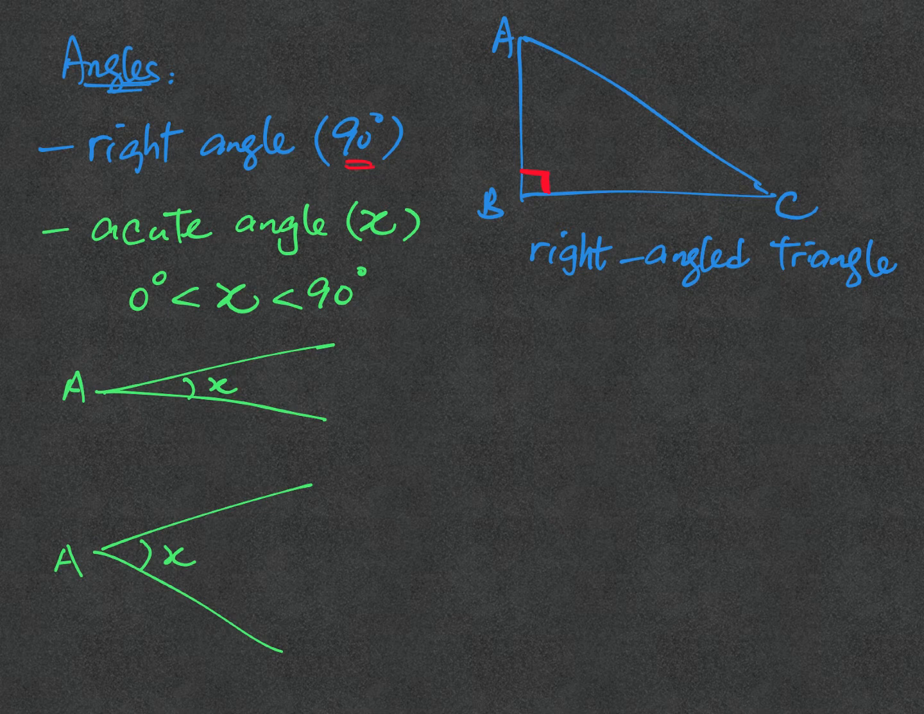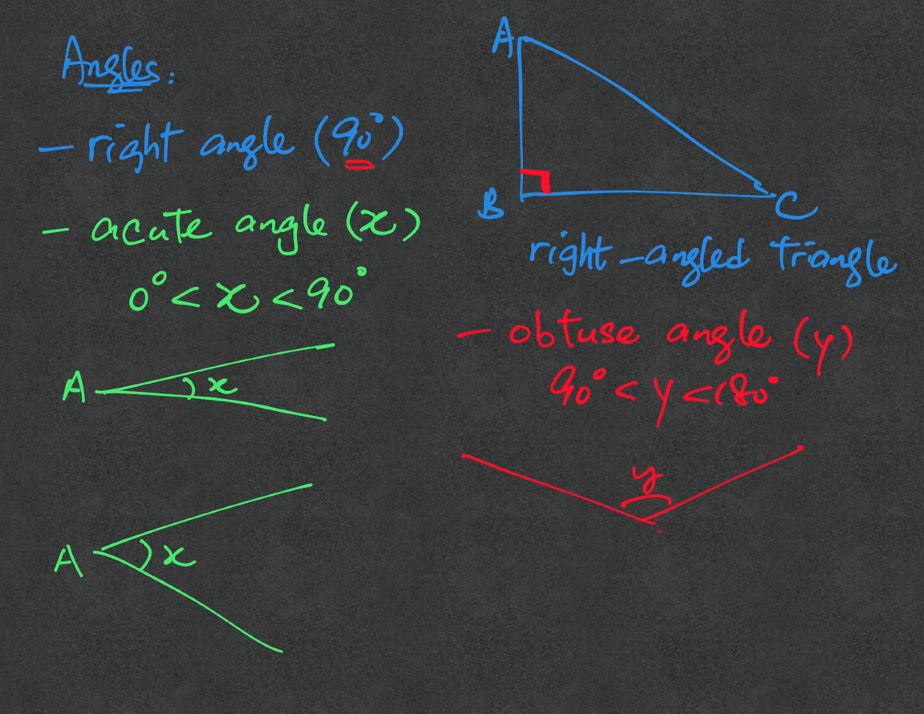Afterward, if it exceeds 90 degrees, we have another name for it. This is called an obtuse angle. An obtuse angle, for example I call it angle Y, is an angle greater than 90 degrees but smaller than 180 degrees. For example, this angle Y will be called an obtuse angle. It's still at A, so it can be very large. Then this is also an example of an obtuse angle.